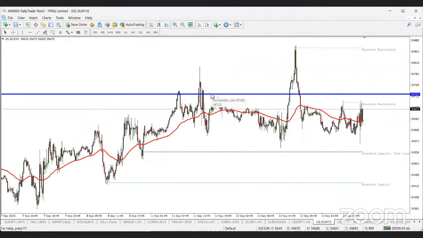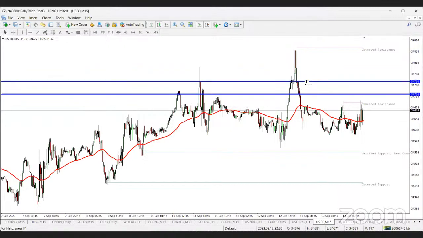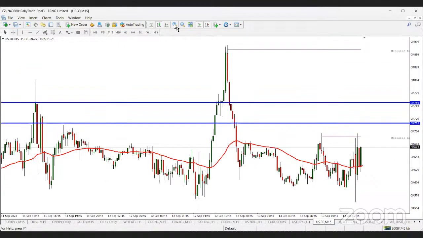Take a buy from that place and just come out at around this place here. So I can take a buy on US 30 at around 34,720, take profit at around 34,760. That's for my US 30. For my sell, I'll be looking forward to that sell once I have two consecutive bearish candles below my 50 period exponential moving average.